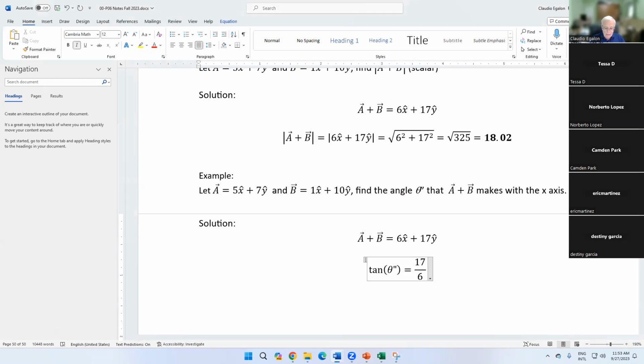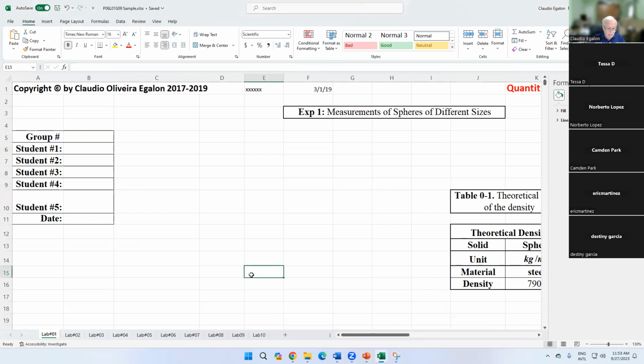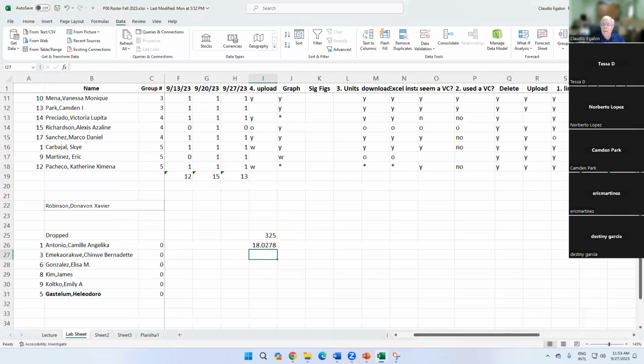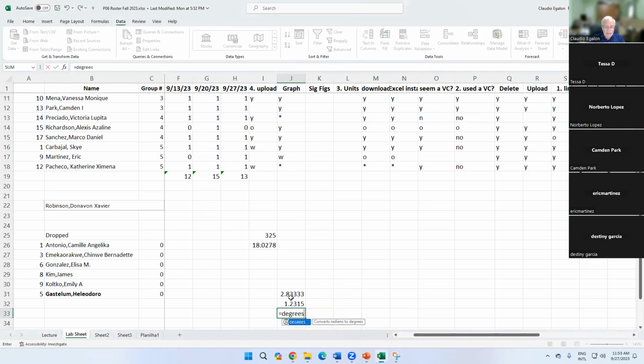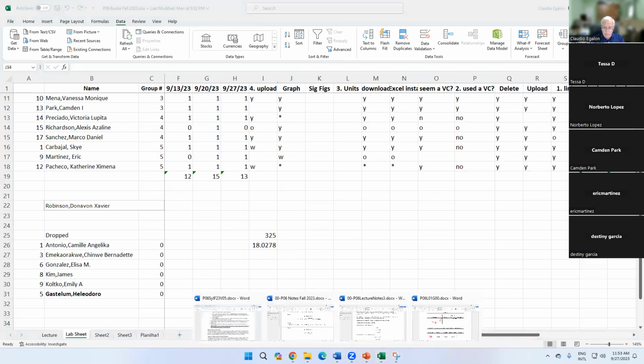And we can go another step, right? Let's do that in Excel. 17 divided by 6. That's the number 2.8333. And then I want to get the arctangent of that. But that will be my result in radians. If I want to get it in degrees, all I have to do is convert my radians to degrees. It is 70.56 degrees. Okay. 2.8333.